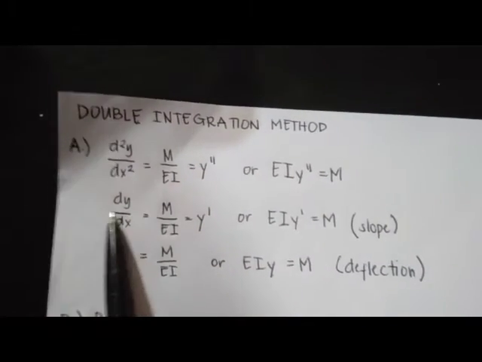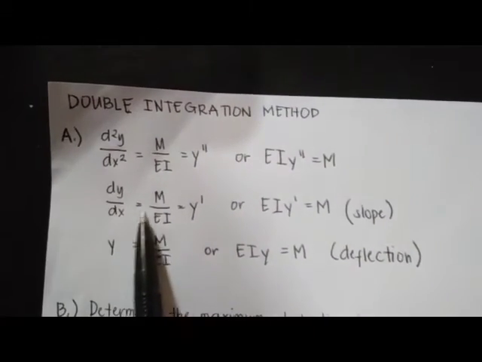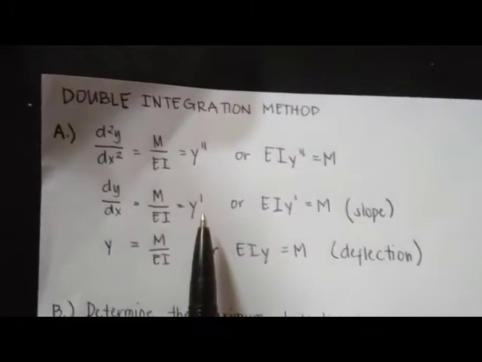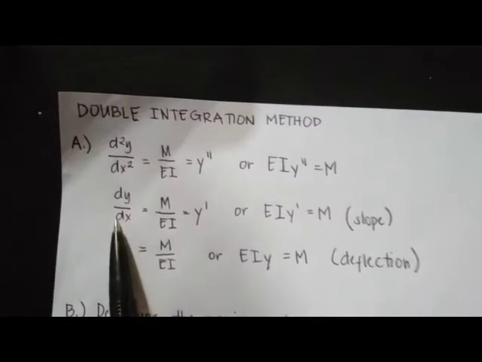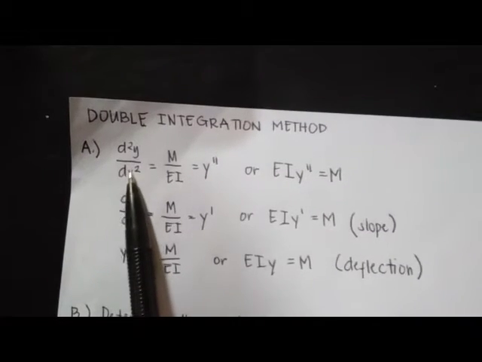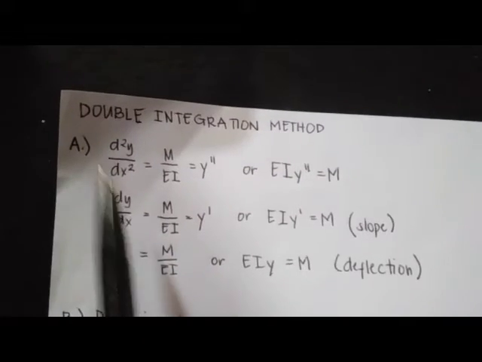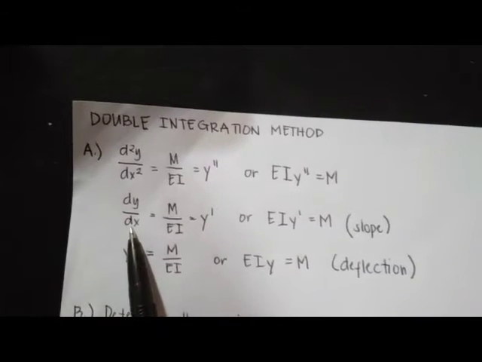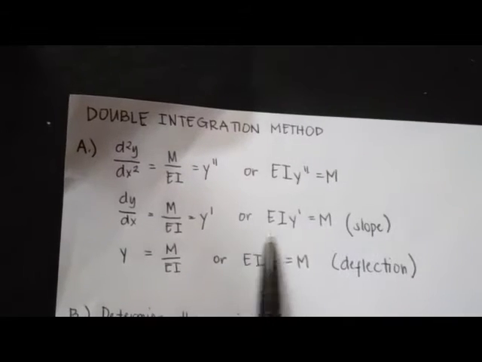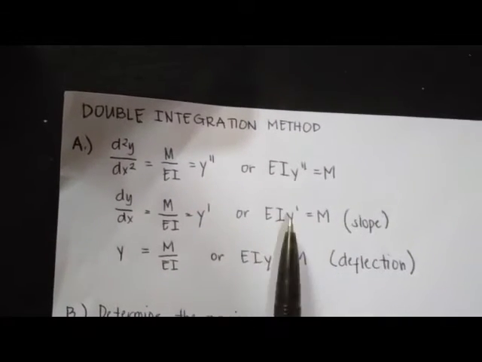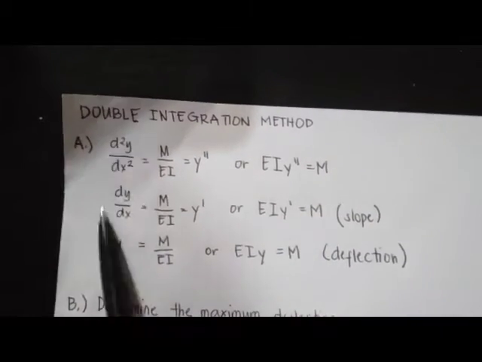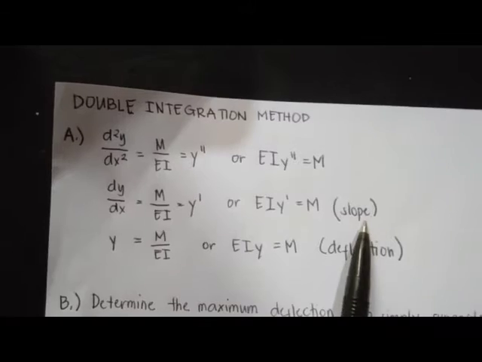The next is dy over dx is equals to M over EI is equals to y prime. Same lang naman ng value ng y prime at ng dy over dx. Ganun din ng y prime at ng d squared y over dx squared. So, let's go back. Dy over dx is equals to M over EI is equals to y prime. Or kung isi-simplify mo siya, EI, i-multiply mo by y prime is equals moment. Ito yung formula na gagamitin natin to solve slope.